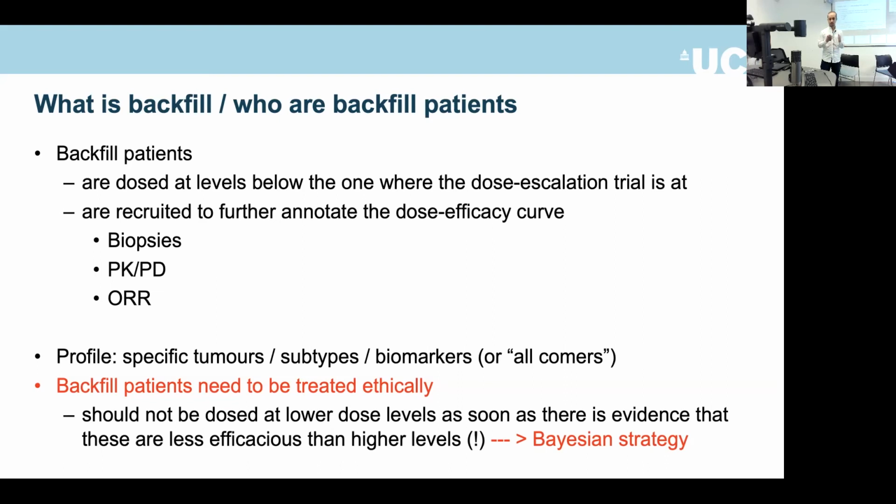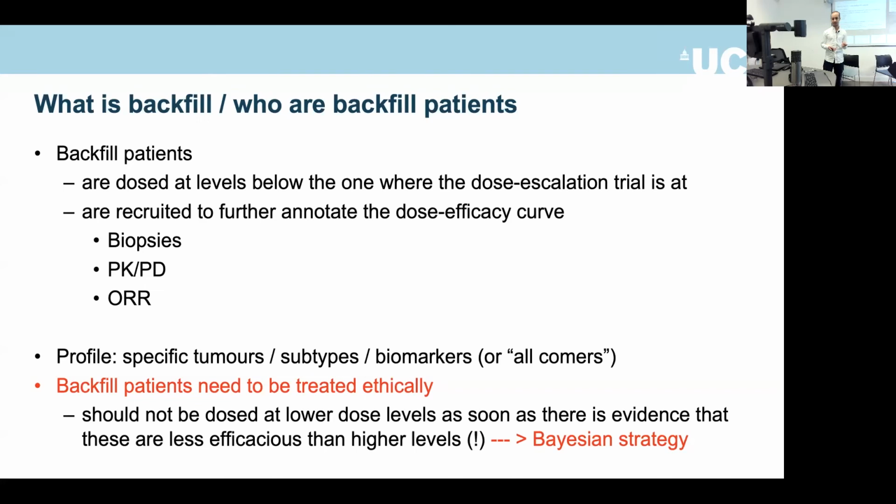We can select the profile of backfill patients. They could be all comers, so same inclusion-exclusion criteria as the rest of the trial, or we can specifically target tumors of interest or biomarkers of interest, because there might be some information that subsequent trials would only be in patients with a specific biomarker anyway. But the first study is done in all comers in order to recruit more rapidly.